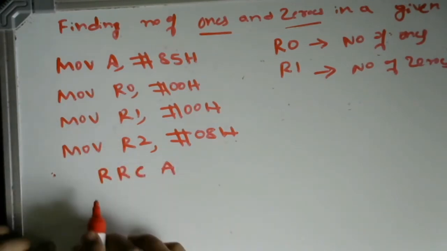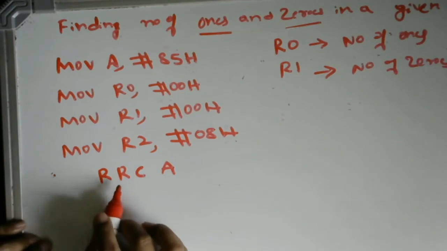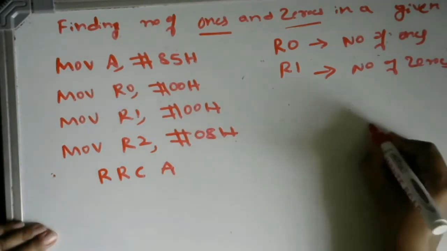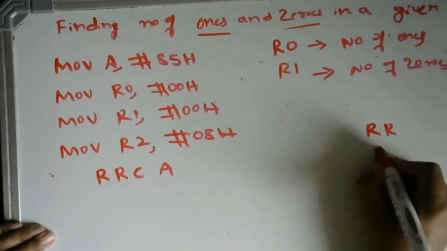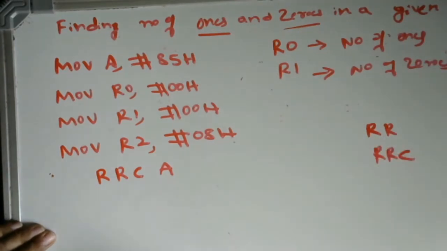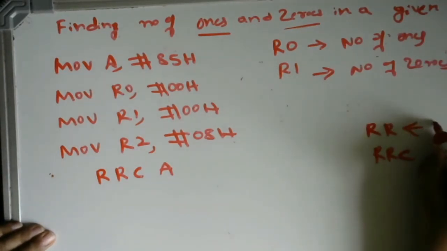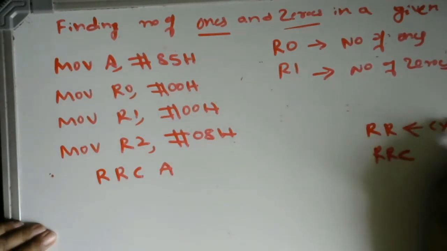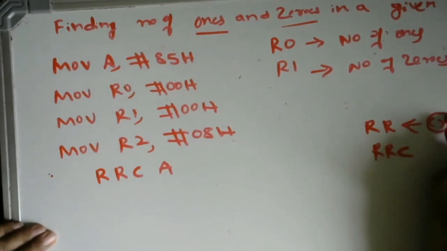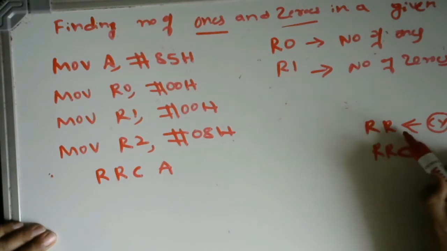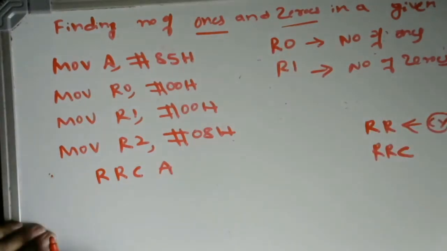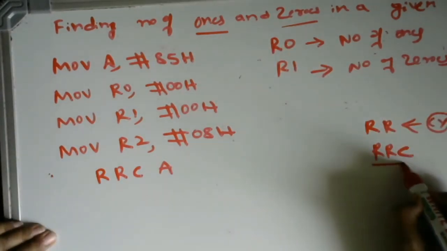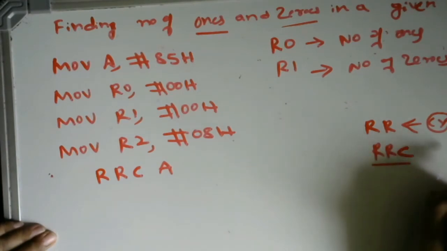Actually, we have two instructions in the 8051 to rotate the accumulator: RR and RRC. In RR, the carry flag will not exist here, meaning this instruction will not affect the carry flag. That's why we cannot use the RR instruction in this program. So we are using RRC, which will affect the carry flag.